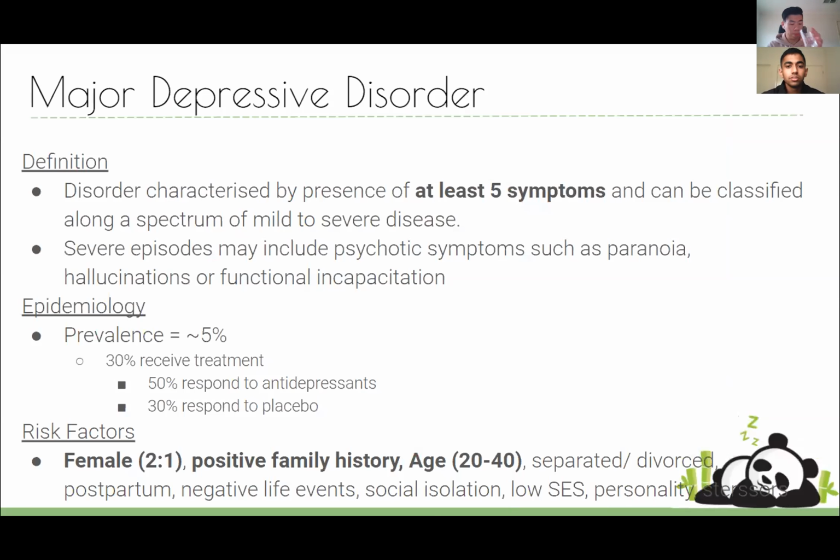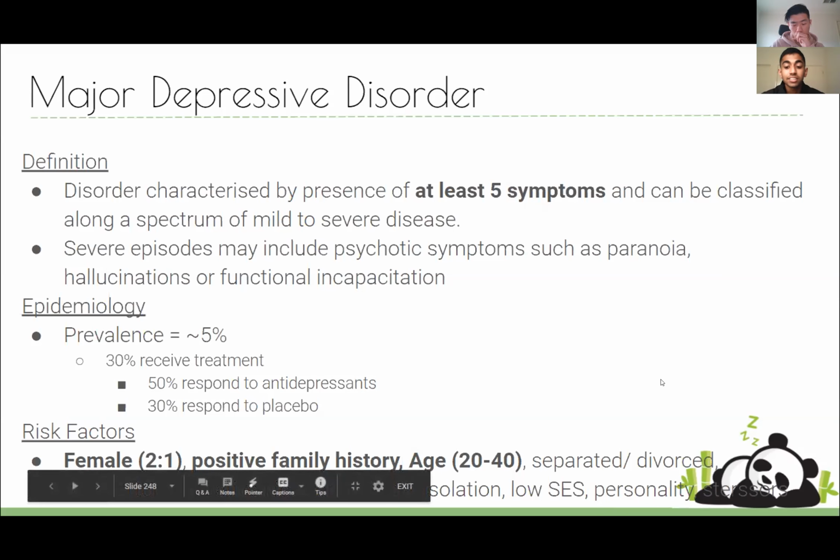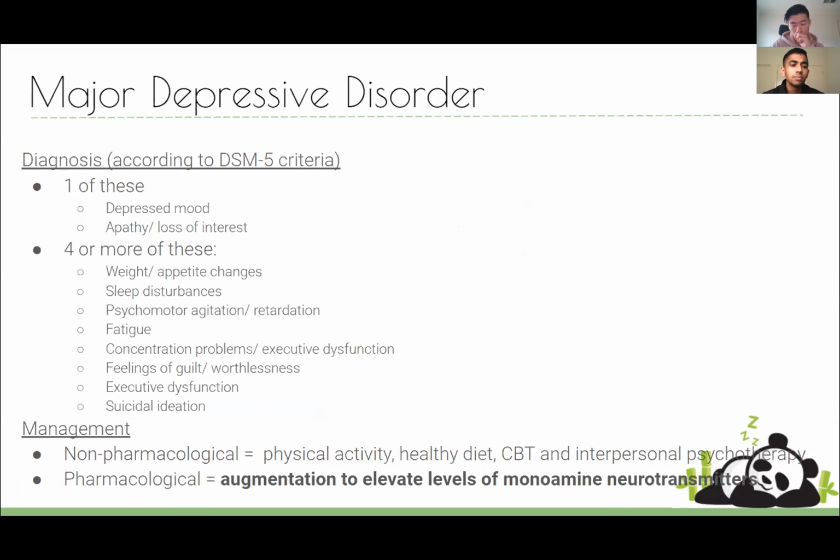Cool. Next is depression. Depression is, again, something we'll be very knowledgeable about, I'm sure, but it's a disease or disorder characterized by certain symptoms, and you can classify it on a spectrum. Very common, more common in females, associated with family history, and again, our age group. There's also a bunch of other different risk factors that you need to know about, but I'm sure you've heard of them before, so I won't dwell on them.